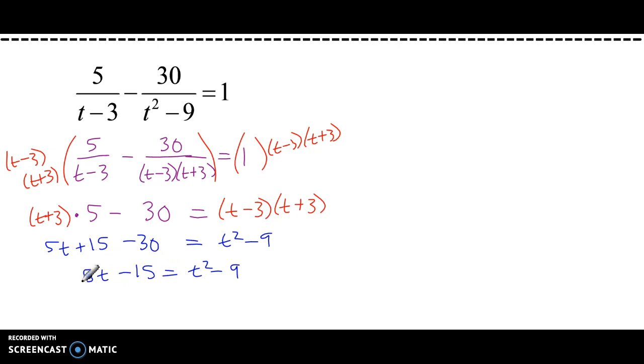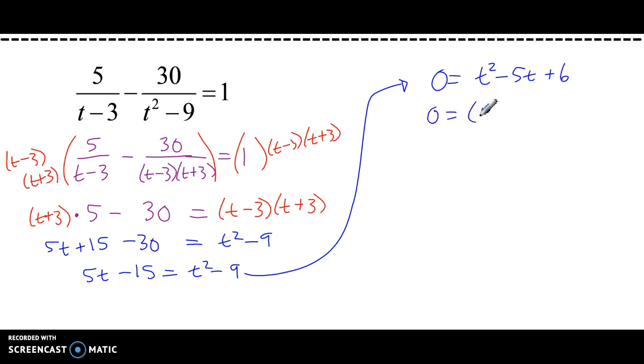I'm going to take the 5t and the minus 15, and I'm going to move them over to the right-hand side of the equation. So I'll have t squared minus 5t, let's see, plus 15 minus 9 will be plus 6. Then factor t minus 2, t minus 3, and that gives us what appears to be 2 answers. But remember, you have to check. Checking is required. You can't just do it in your head.